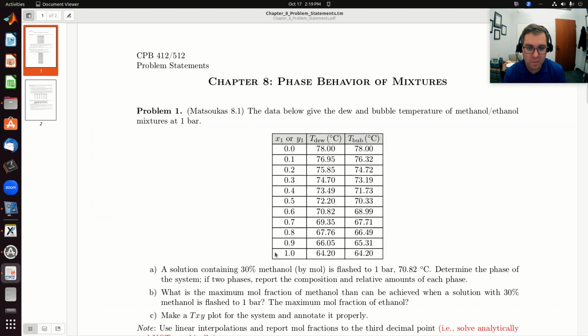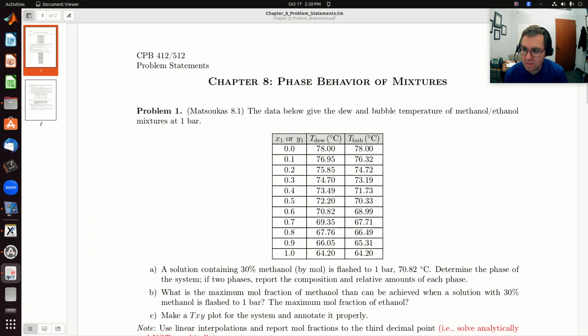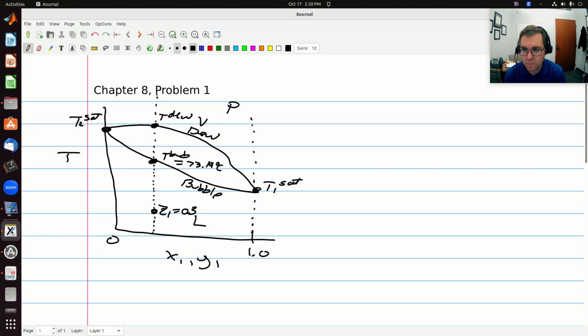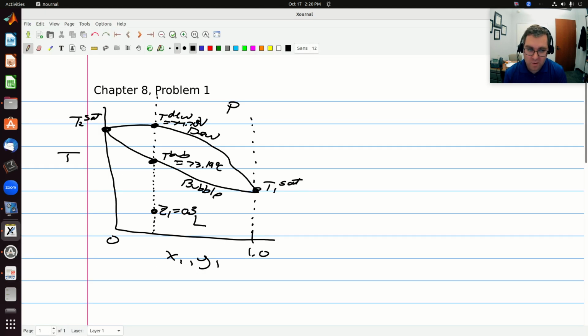So if I were to label this, at 0.3 mole fraction, here's T-bub and here's T-dew. T-bub is 73.19, so let me go ahead and label that. And T-dew is 74.70, that's degrees C, if I can squeeze it in. Again, T-dew is greater than T-bub. If it wasn't, then I'm in trouble. I can look at my picture and say, T-dew must be greater than T-bub.